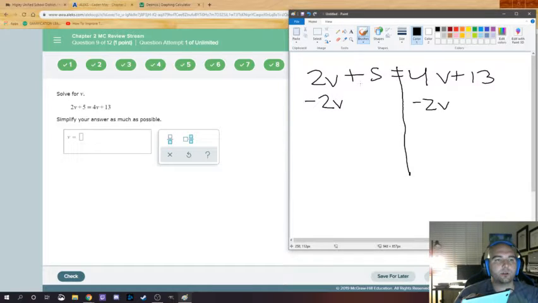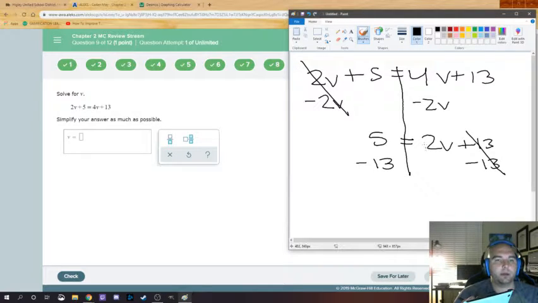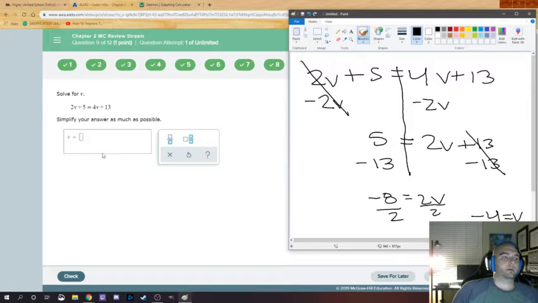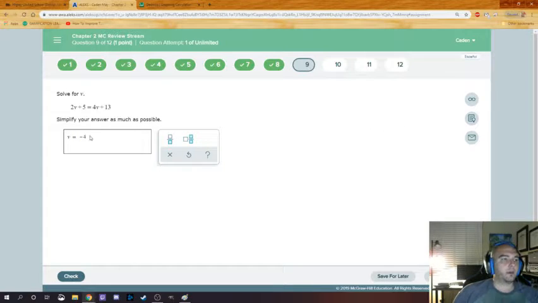If you don't remove the 2 and instead subtract 4v on both sides, you can still get the right answer. You just have more negatives. And I know negatives are not fun to work with, but if you can work with them, you'll still get the right answer. So 2v plus 13 on the right, I'm going to simplify that stuff because I don't want anything over here with v. So I minus 13 from 5, and I get negative 8. And I'm going to divide by 2, and negative 4 equals v. And then I get negative 4, yada yada.